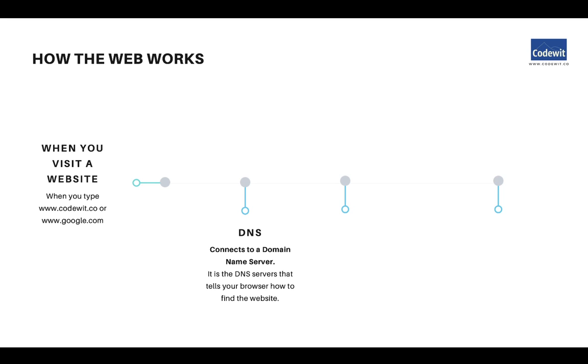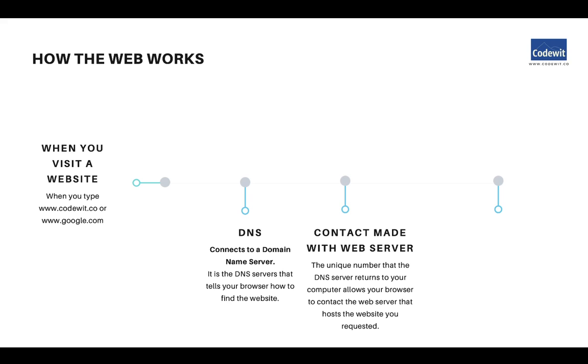So an IP address, every computer has an IP address, right? And every device has an IP address. The IP address is 12 digits separated by periods, right? And every device connected to the web has a unique IP address. It's like the phone number for the computer, or for the device. And when that happens, we make contact with the web server.